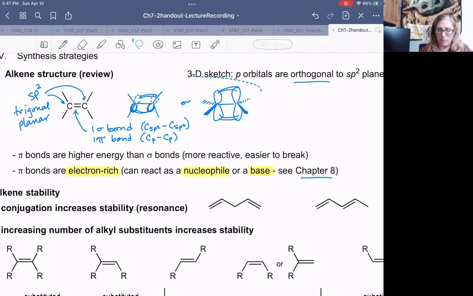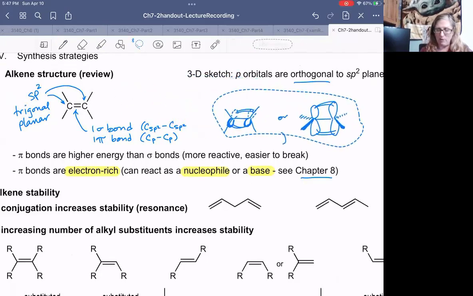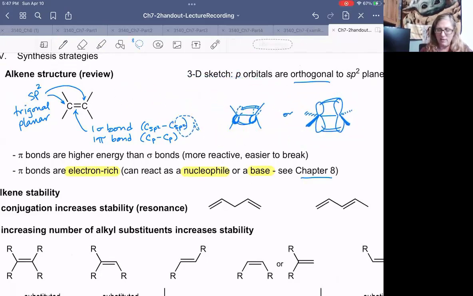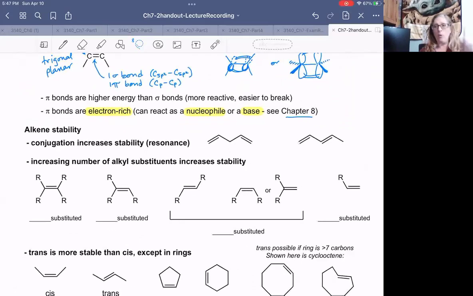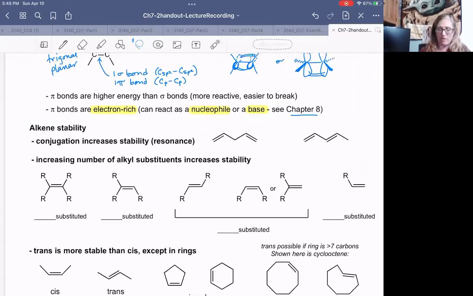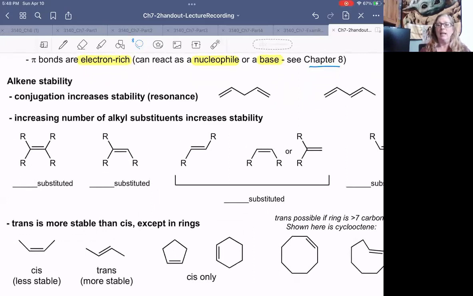Okay, so what are we doing right now in chapter 7? We're going to be learning how to synthesize that functional group and how to make pi bonds. The way we're going to make a carbon-carbon double bond is by doing an elimination reaction. Before we get to those mechanisms though, let's talk a little bit about alkene stability.